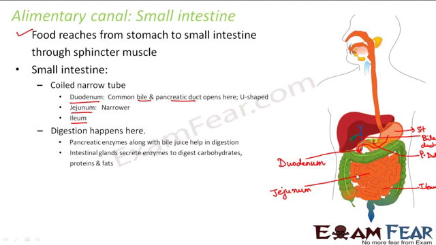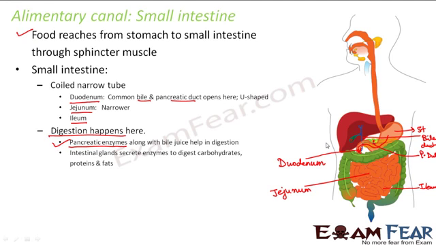Correct? So what happens in the small intestine? Digestion happens here. That is very obvious because all the things which are needed for digestion are present here. We have the pancreatic enzymes along with the bile juice which help in digestion. Now you see what happens. The food which is coming from the stomach is acidic in nature, because in the stomach there was a lot of hydrochloric acid. So the food has turned acidic. Now when that acidic food reaches the duodenum, what happens?